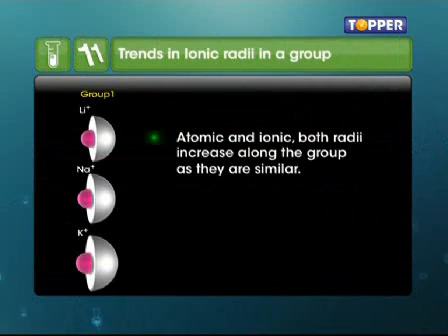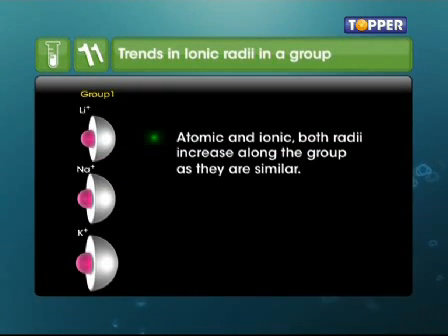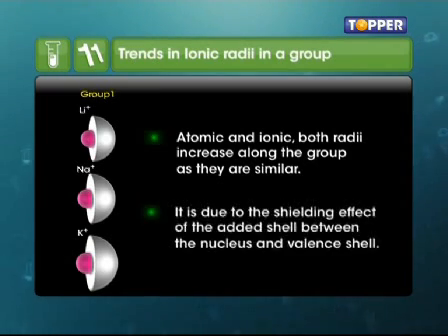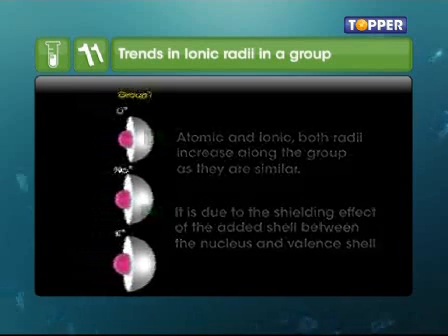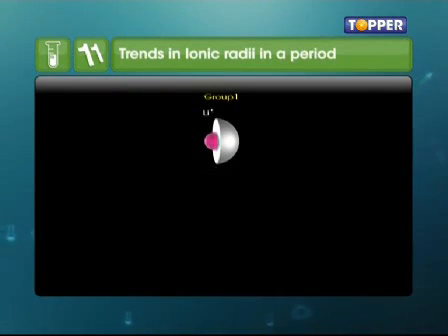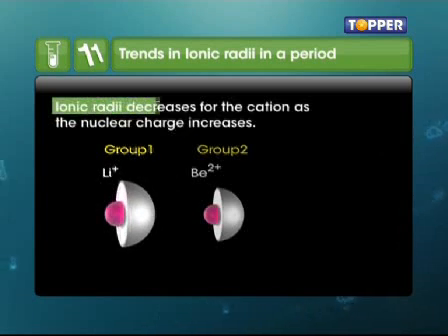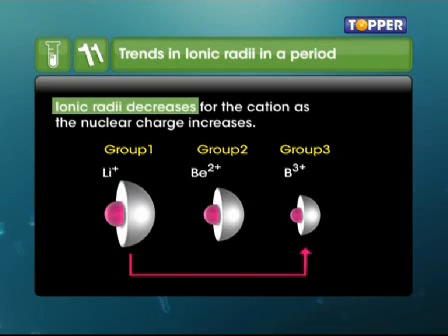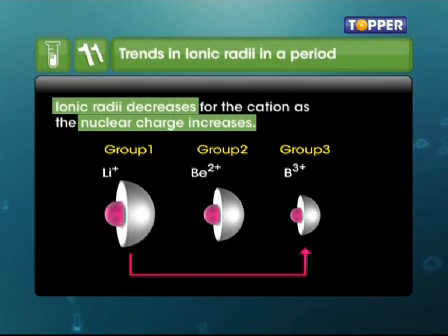When it comes to remembering the trends of ionic radii, here is an easy trick. Just learn up the trends for atomic radii, as both are similar. Both increase as you go down a group. Why do you think this is? That's right. It is due to the shielding effect of the added shell between the nucleus and the valence shell. And just like the trend displayed by atomic radii across a period, ionic radii too decreases for cations as the nuclear charge increases.